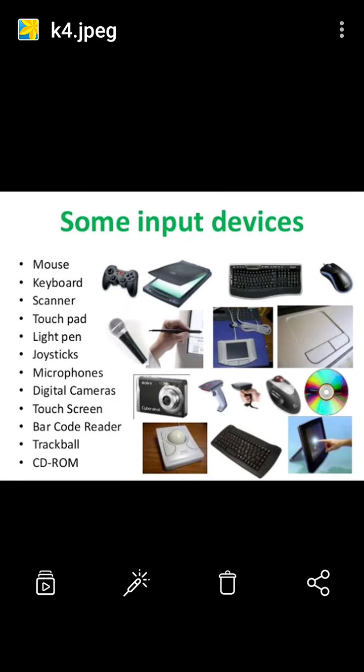First, some of the input devices I will tell you: mouse, keyboard, scanner, touchpad, light pen, joystick, microphone, digital camera, touch screen, barcode reader, trackball, CD-ROM. These are all the input devices. Most of the students know about the joystick. It is used for playing games. Mouse, if you want to click something, we can use the mouse. It is one of the input devices.